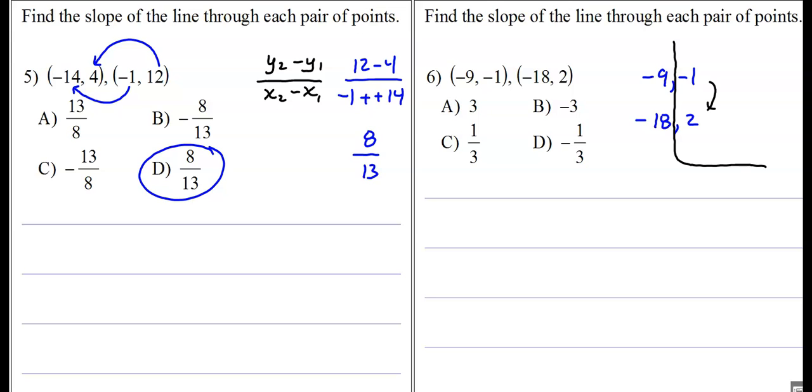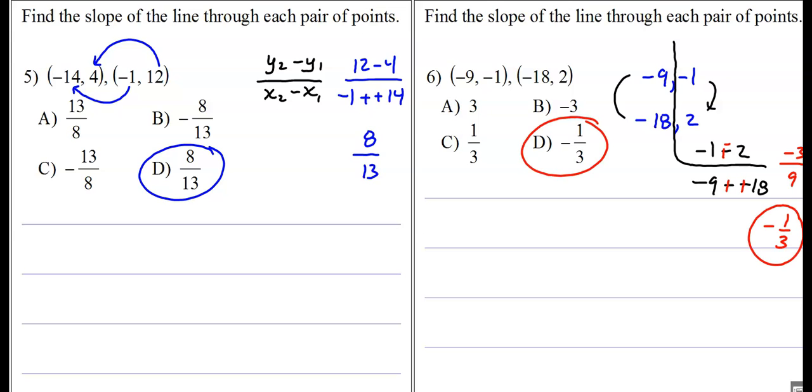So you do -1 subtract 2. And then you do -9 subtract -18. And when you work this one out, you get, let me see, that'd be -3 on top. And you get a +9 on the bottom. So reducing that down, 3 goes into both those numbers. You get a -1/3. Correct answer is D.